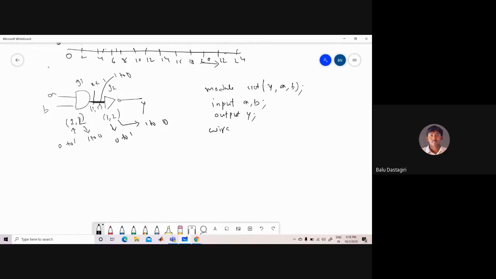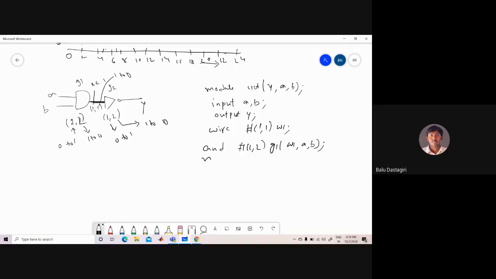Whenever you are declaring the wire, we have to declare the delay also. So wire, we have specified the delay. The wire has a delay of 1, 1. Let it be W1. Similarly, when you are specifying the gate delay, specify the delay also. So and #(2, 2) G1, where the output of the AND gate is the wire W1 and the inputs are A, B.